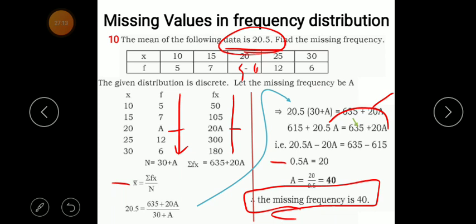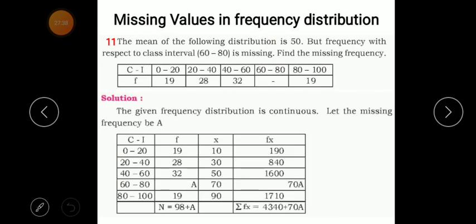Here mean was given, discrete data was given, a table. We know that there is only one method of finding the mean of discrete data, and we are using that method only. It is as if we are finding the mean, and whatever is unknown, we have kept as it is, and then in the end we have found out the unknown value. Now the same thing can happen for continuous data also.